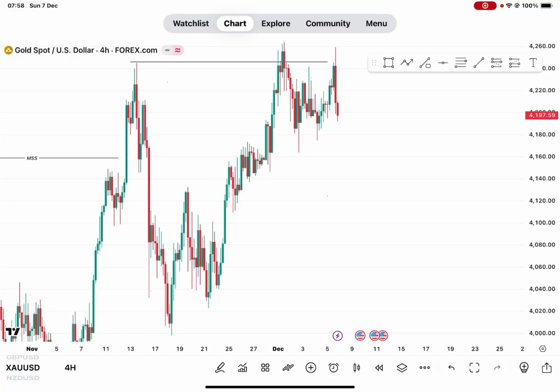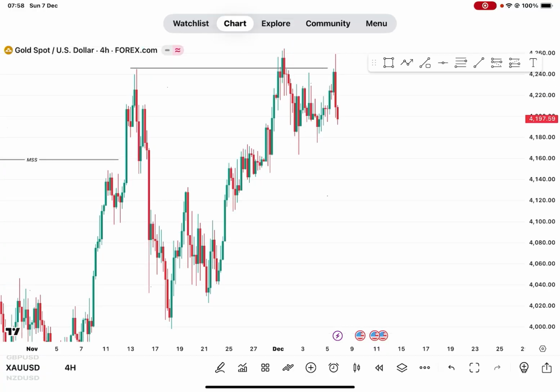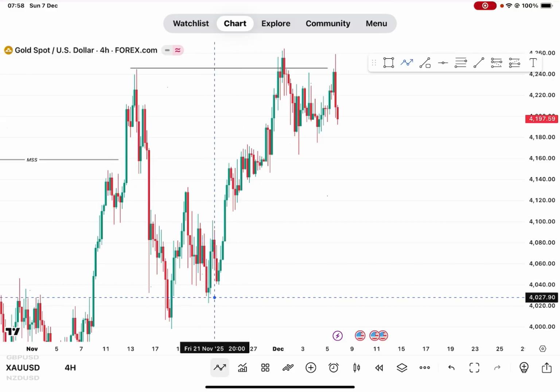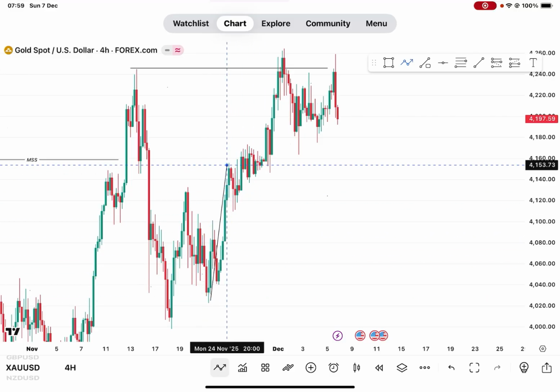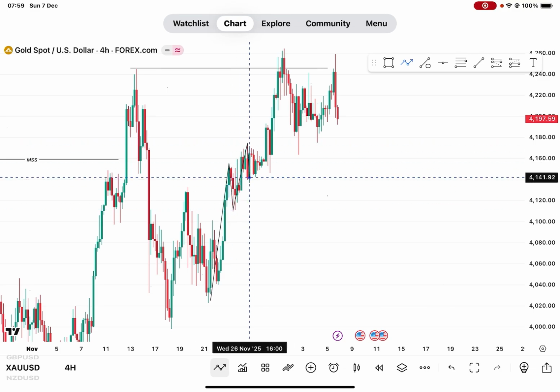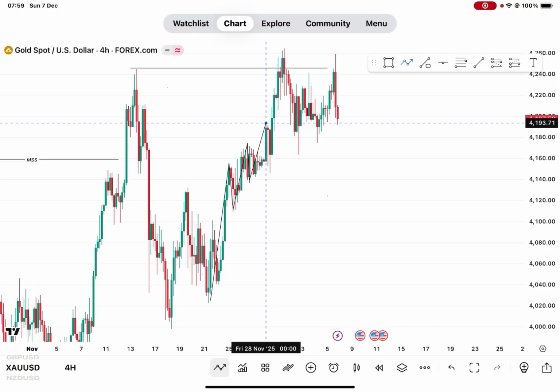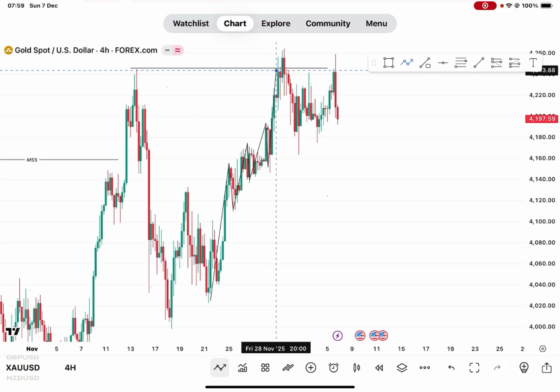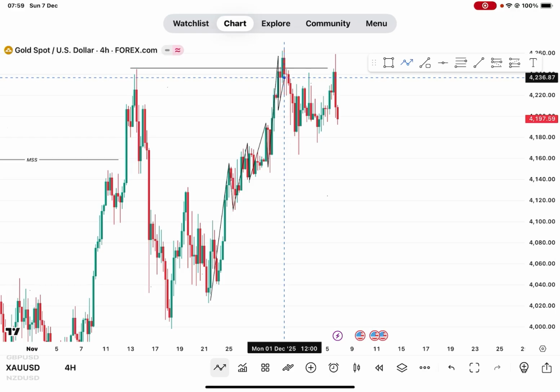So quickly, let's draw our market structure in our 4-hour time frame. We have a bullish move. We have a retracement, a bullish move. We've got a retracement, a bullish move, a retracement. We've got a bullish move, a retracement, and at this zone we've tried to see another bullish move.